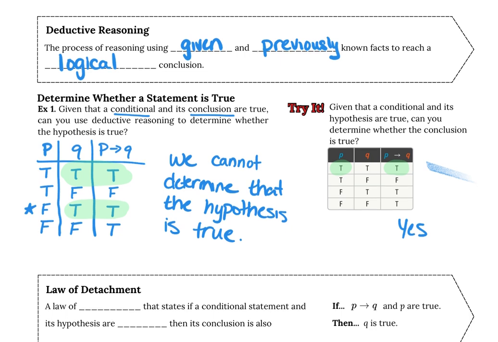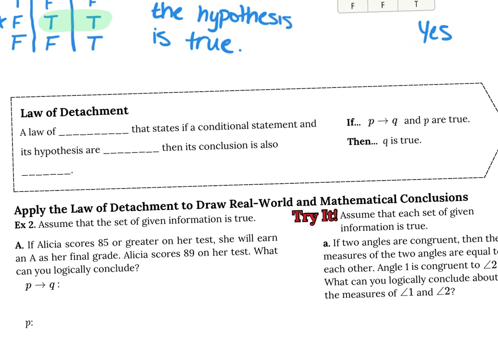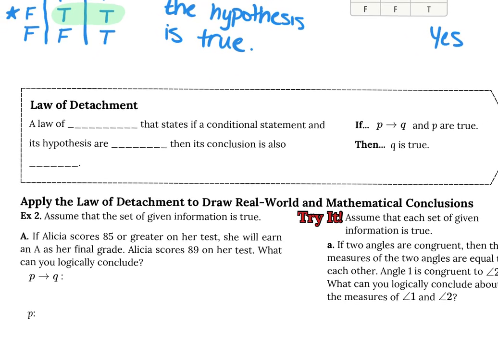Okay. Law of detachment. All right, so the law of detachment is a law of logic that states if a conditional statement and its hypothesis are true, then its conclusion is also true. Okay, so if P then Q and P are true, so if the conditional and the hypothesis are true, then the conclusion has to be true.